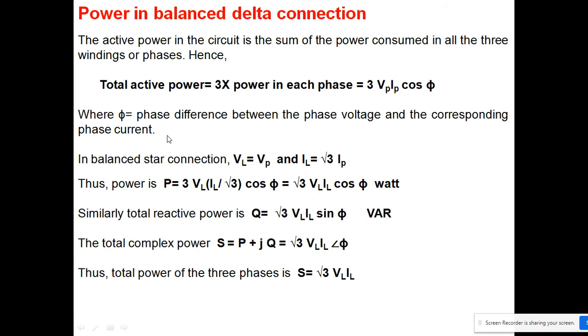In our delta connection, what we have seen is that the phase voltage is equal to the line voltage, but the line current is equal to root 3 multiplied by the phase current. So I am putting this value here, and that is nothing but our active power. Our reactive power is given by this multiplied by sine phi. It is measured in volt-ampere reactive, and the complex power is written this way: P plus jQ. J is the j operator, we already discussed this, and the total power is given by this in terms of the line current and line voltage.